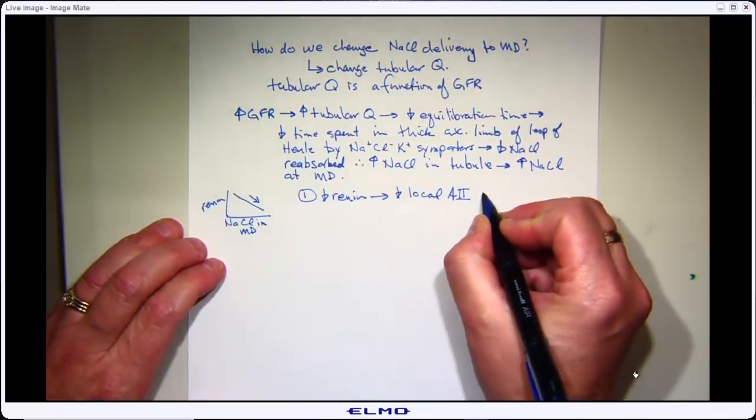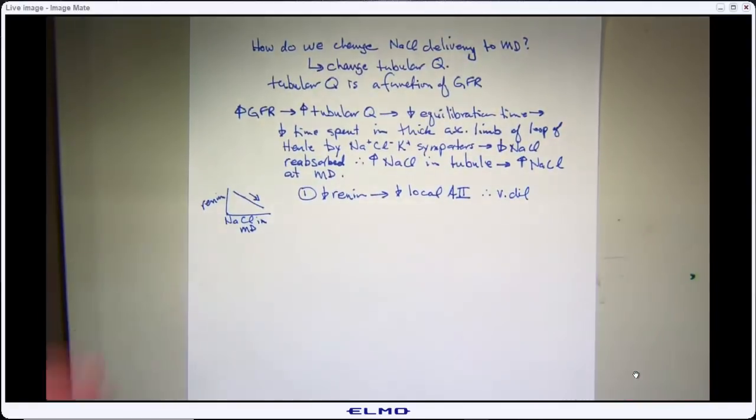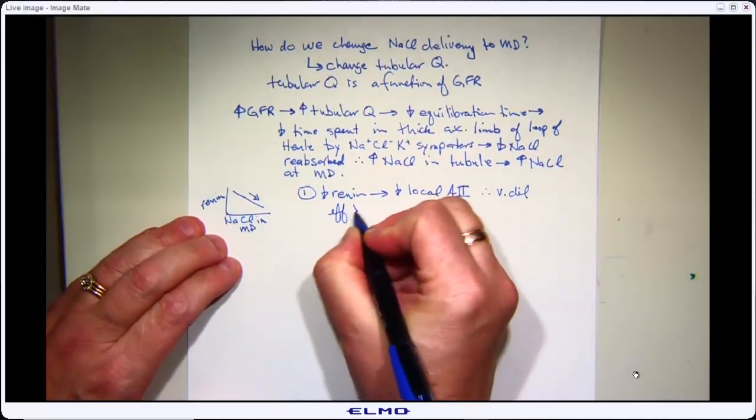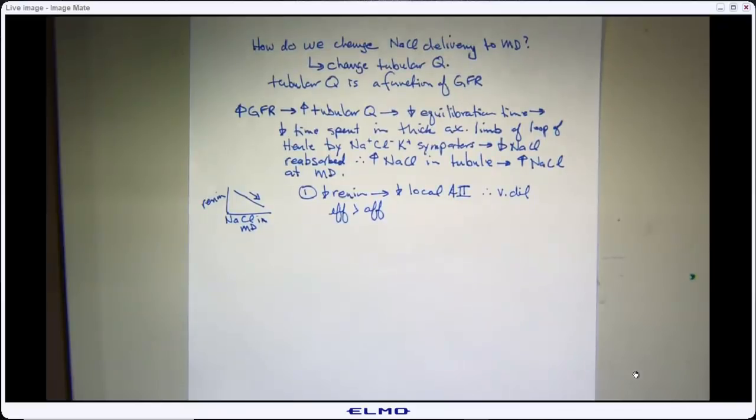Decreased local angiotensin II, so therefore I'm going to vasodilate. What did we say local angiotensin II did? Vasoconstricted efferents over afferents. So now I'm going to vasodilate efferents greater than afferents. If I vasodilate efferents greater than afferents, I've got more volume going out of the glomerulus, decreased pressure in the glomerulus, decreased GFR. Okay?